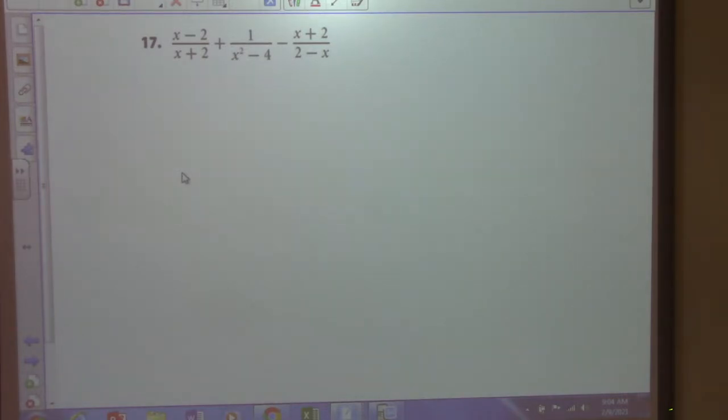So anyway, what I want to do on this one is find somebody to help me find excluded values, common denominators, and just kind of work through the problem. Would that be okay? Yeah, somebody just help me with that.